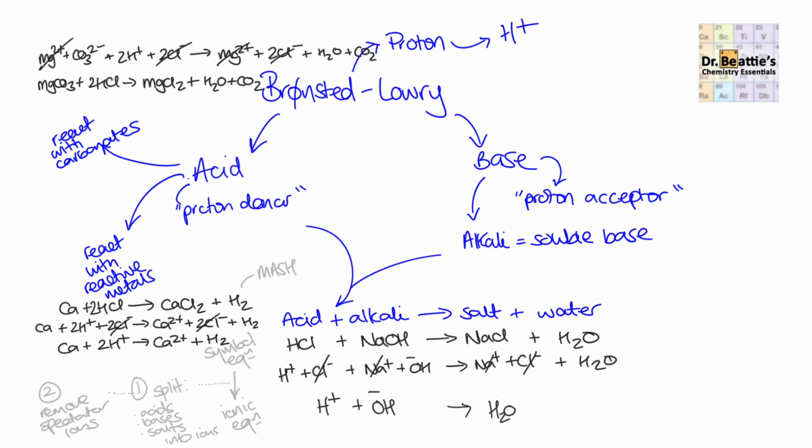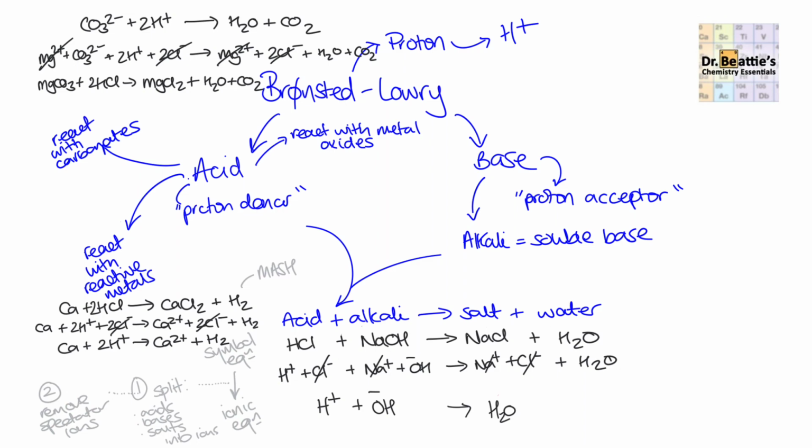And that leaves us our ionic equation for the carbonate reacting with an acid. This would be the ionic equation for any acid reacting with any metal carbonate. It always boils down to this. And so you can see how this process is helping us each and every time.